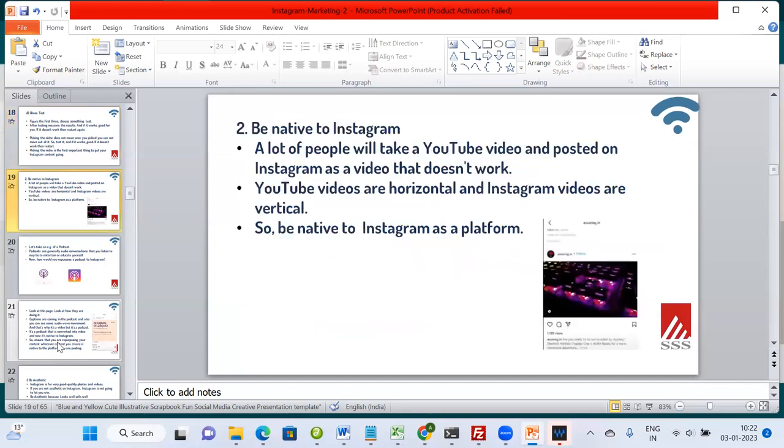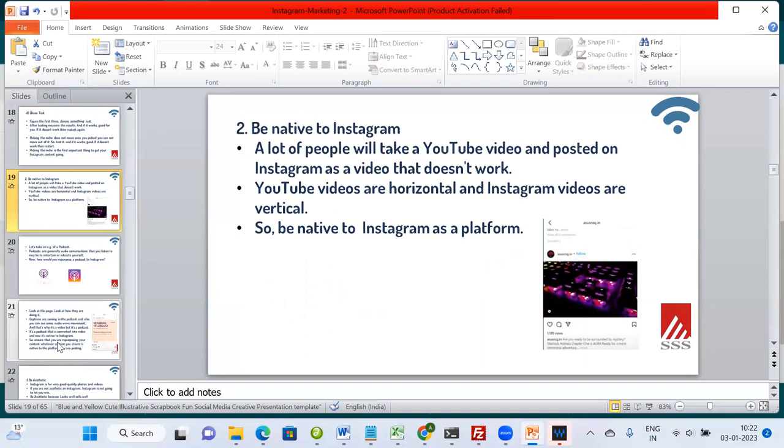Now, second is be native to Instagram. What does this mean? A lot of people will take a YouTube video and post it on Instagram as a video. That doesn't work. YouTube videos are horizontal and Instagram videos are vertical. So be native to Instagram as a platform.